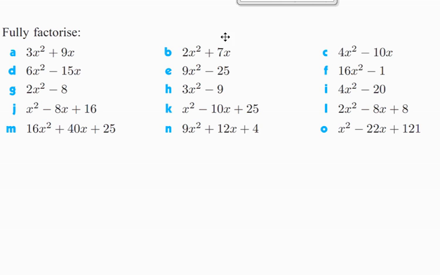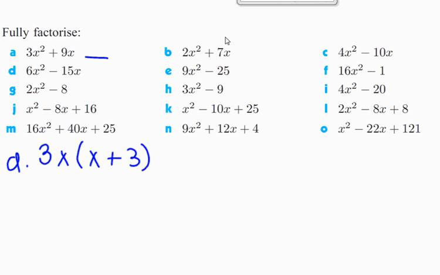Letter A, if we want to fully factorize that, notice we don't have any constant added. So in this case, we can just look at it and simply think to ourselves, is there anything I can take out? That's always the first question you should ask yourself. Is there anything they have in common? Is there anything I can factor out of here? And there is. We can take 3x out of both terms. So we have 3x times x gives us 3x squared, and we have 3x times 3 gives us 9x. So now A is fully factored.